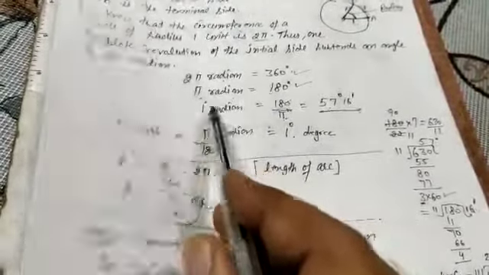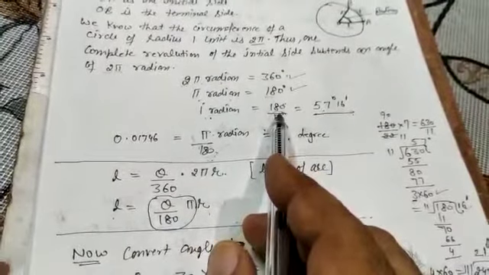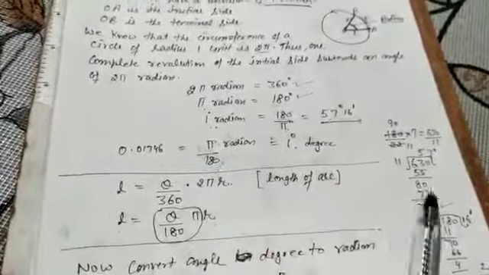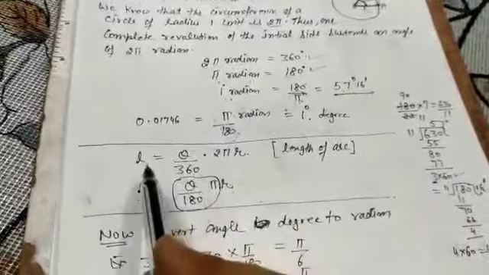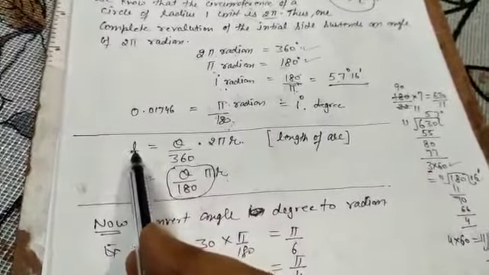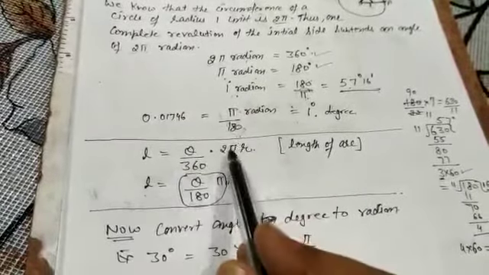And if you want to convert radian into degree, your angle should be multiplied by 180 upon pi. Let us see an example of this. But before that, one more thing. You also studied in class 10th the length of arc, that is theta upon 360 into 2 pi r.